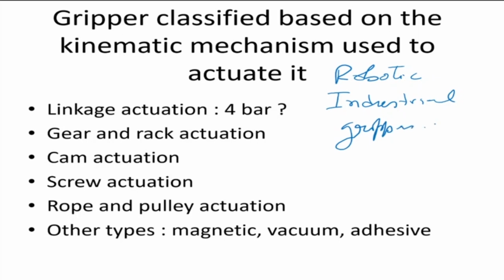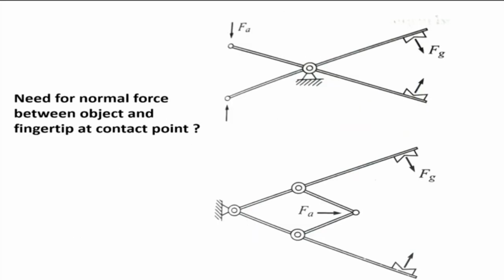Now the first thing that we need to know is the actuation. Grippers can be actuated by, for example, a 4-bar mechanism, by gear and rack, a cam actuation, screw actuation, or rope and pulley actuation. Other types can be magnetic, vacuum, adhesive. This is a focus on industrial grippers only, and industrial grippers are normally of these types.